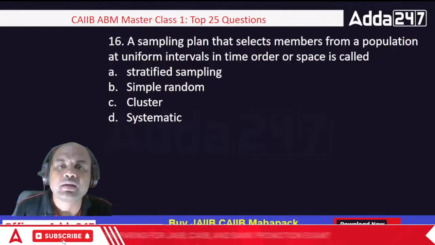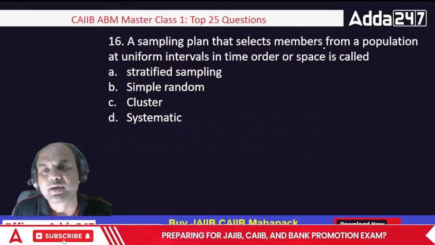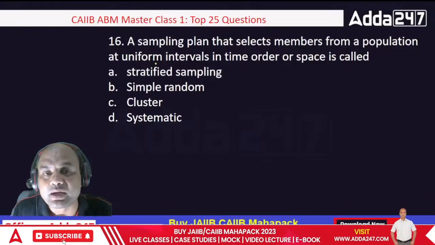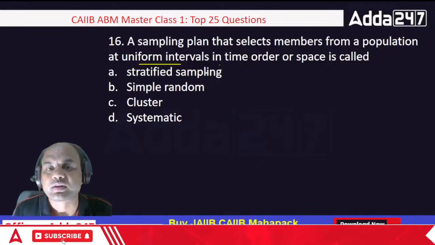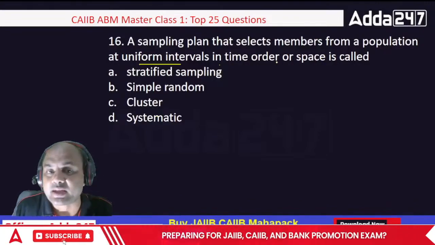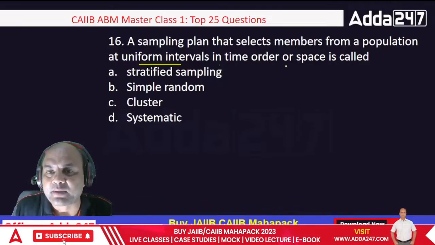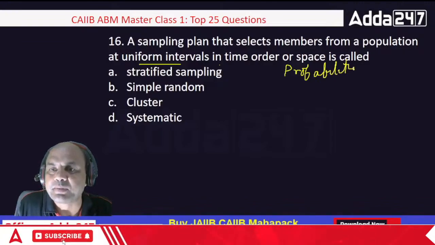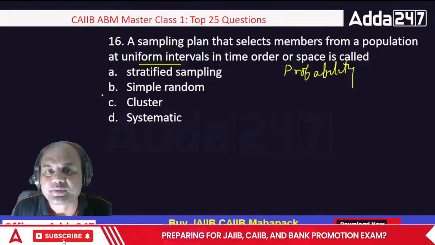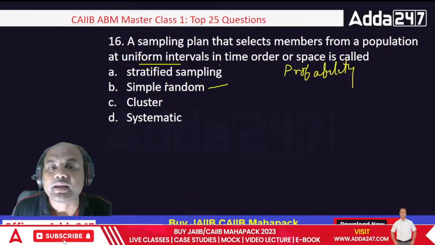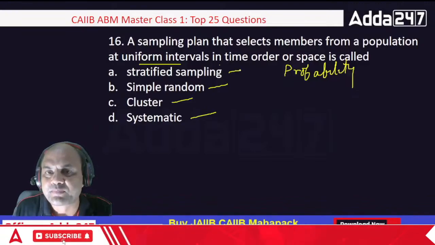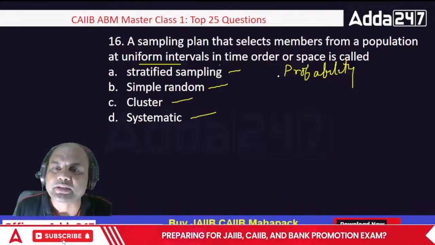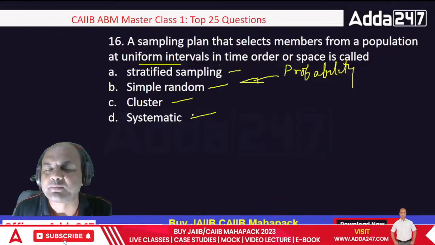Okay, a sampling plan that selects members from a population at uniform intervals in time, order or space is called what? Look at this. As I told you earlier, probability sampling has four types. Which are those four types? Simple random is one, then systematic two, then cluster three, and the fourth is stratified. All of these are types of probability sampling.